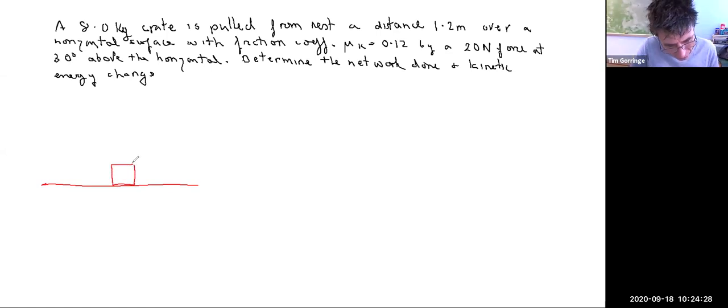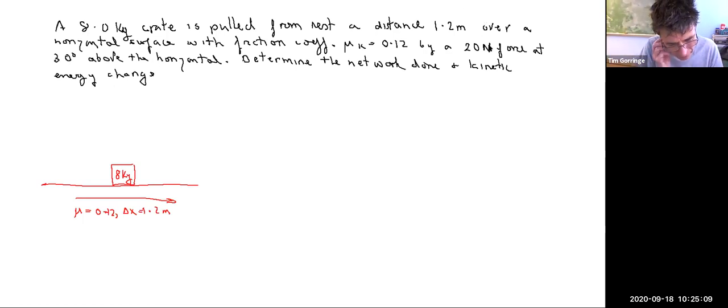So here's the crate and the floor. And we know that the crate moves 1.2 meters. So that's the magnitude of the displacement, and it's to the right. And we know that there's a coefficient of friction. It's kinetic friction, and it's 0.12. And we know the mass of the crate, 8 kilograms. So those are the things we're told in the problem.